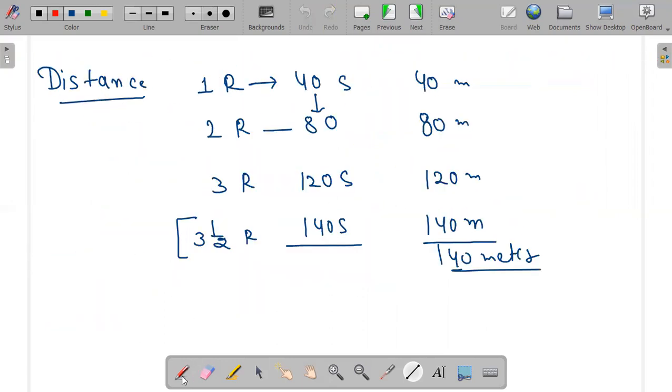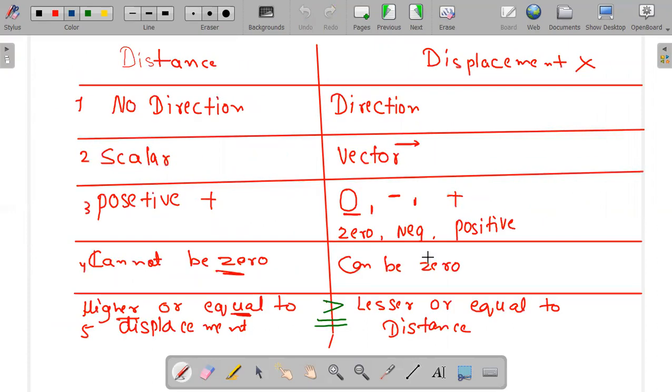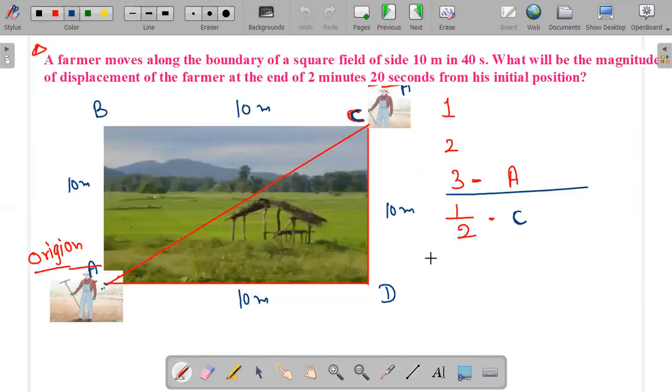So this is distance, and for displacement, you know what displacement is. If you have any doubt, you can write to me in the chat box. Don't hesitate to ask. Okay, so you can see that it is A, C, and D, and this is a triangle.